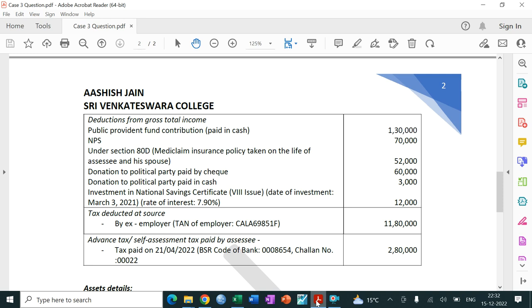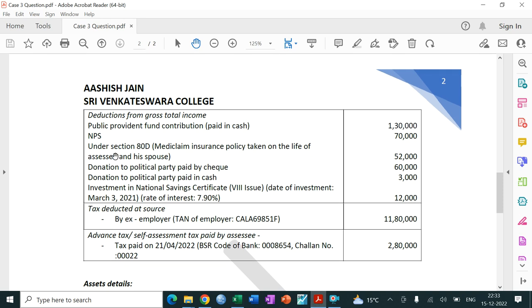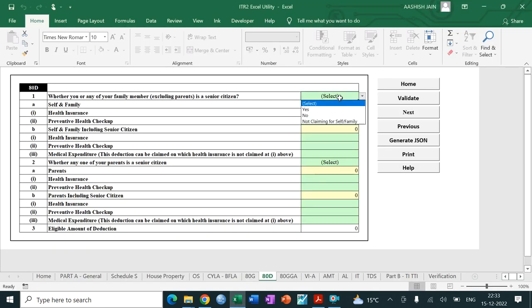ATD. The SSC basically paid a medical insurance premium for the life of the SSC and the spouse, that is 52,000. First of all, we need to know whether the SSC is a senior citizen or not. See, as per the date of birth, he was born in 1941. So that is 1940, according to 1940, that is 59. Yes. He is basically crossing the age of 60 years, so that means this person is a senior citizen. So yes, and then he actually made the payment amounting to rupees 52,000. So we will type here, that is 52,000.